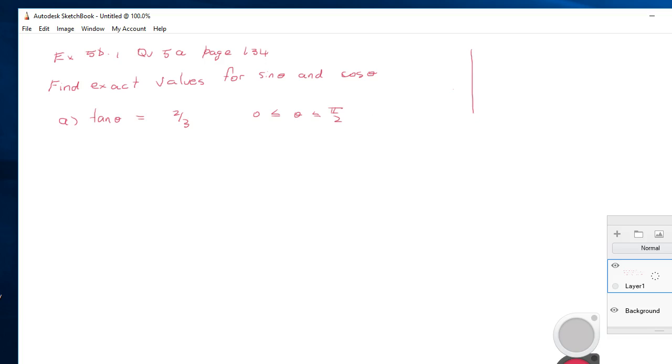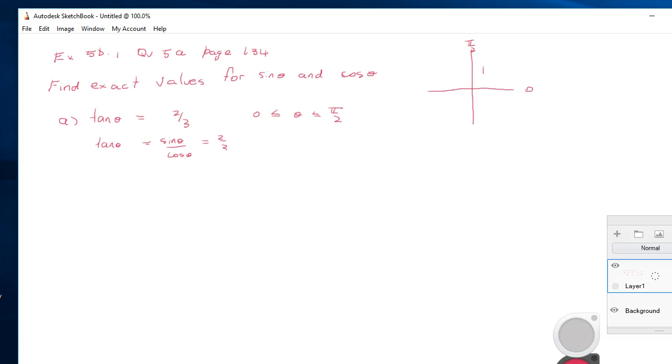So if we just use the restricted domain between 0 and pi on 2, that means that tan theta has to be in quadrant 1, or that theta. So we know two things. We know that tan theta by definition is sine theta on cos theta, and we're told that tan theta equals 2/3.